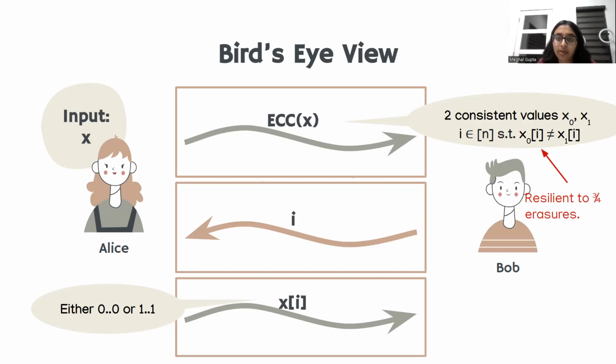Let's talk a little bit more precisely about the first step as well. If Bob only wants to list decode Alice's message to 2 options, it turns out that the step is resilient to 3/4 erasures. Specifically, what I mean by that is if Alice communicates it as smartly as possible, then any adversary trying to erase less than 3/4 of the messages will not succeed, and Bob will be able to decode 2 consistent values, X0 and X1.